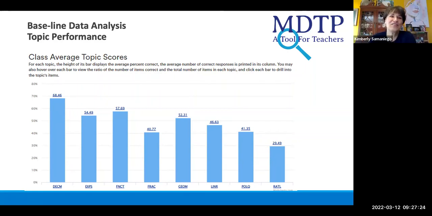Okay, so the first thing we do when we give an MDTP test, a diagnostic test, is that we get whole class topic performance on the test. So MDTP designs each of their tests along the major topics of math. This was a specific performance for the course that I taught, that bridging course. And this was taught in the summer of 2020, and it was a 100% remote program, just so you know.